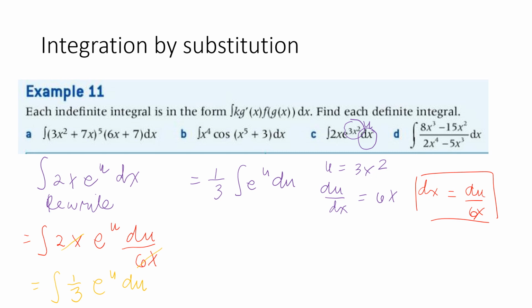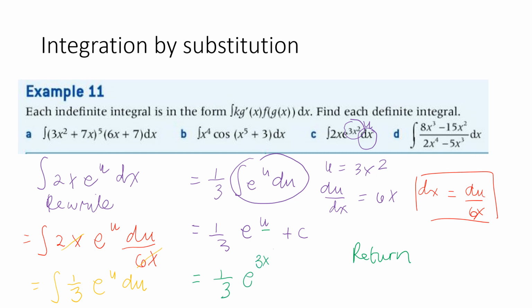Okay, pause for a while and try to recall the formula for integrating e raised to u. So our answer is, the integral of this is what? e raised to u plus c. Again, let's return it. Because we don't have u in the given problem, instead we have 3x squared. So this is the same as 1/3 e raised to 3x squared plus c. So this is our answer.